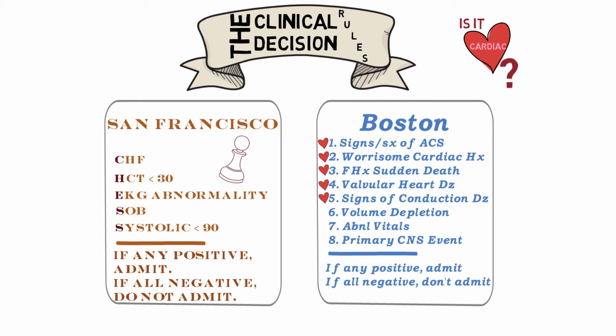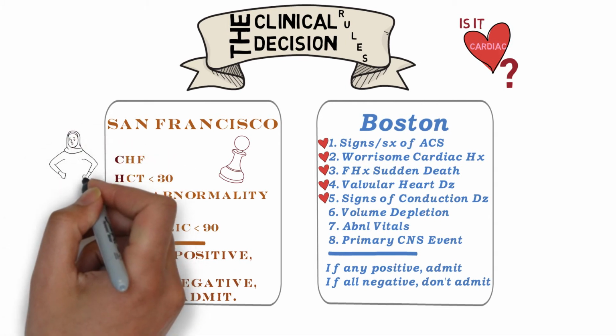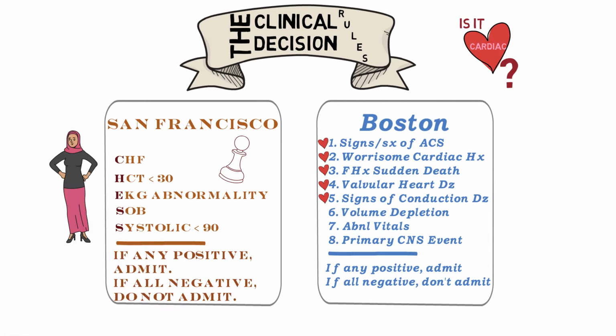Say you have a 24-year-old female, otherwise healthy, but with an episode of syncope this morning. All of her labs and EKG are normal, and she tells you she's feeling fine now. You also learn that her father died suddenly at a young age. Based on what you know, do you admit her for further workup? Let's apply our decision rules.